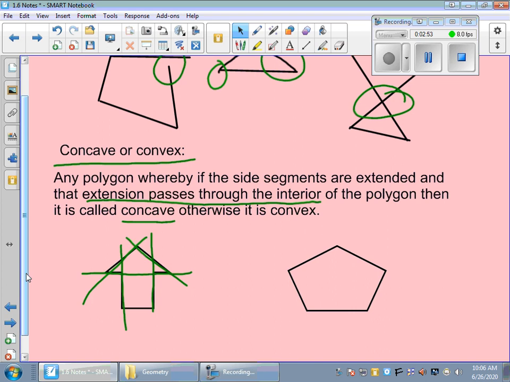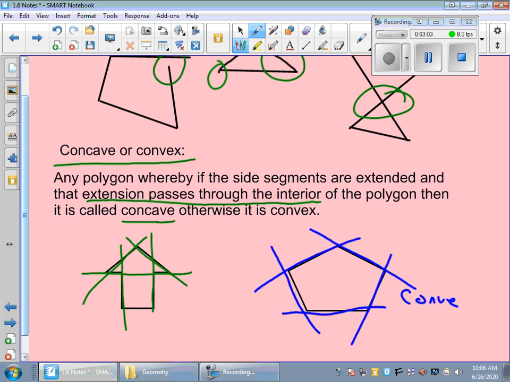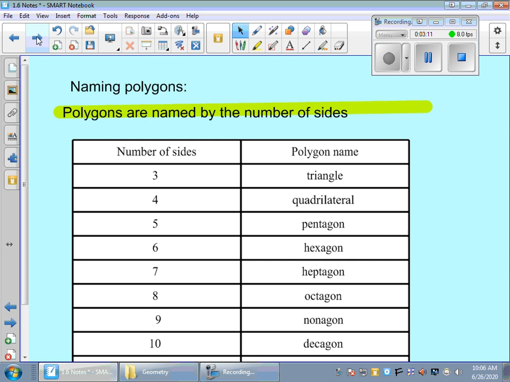If I do the extension on this example right here, none of these will pass through the inside of the object. So this is convex. This is concave. It goes through the middle, through the cave. Concave, convex.